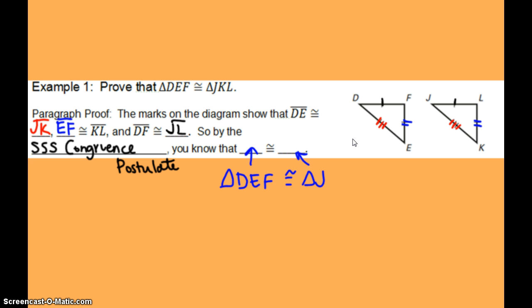Now the order is very important here, okay? What we're looking at is that triangle DEF is congruent to JKL. So DE must be congruent to JK, and it is. EF must be congruent to KL, and it is. And then DF must be congruent to JL, and it is. Okay, so the order of the letters is very important.